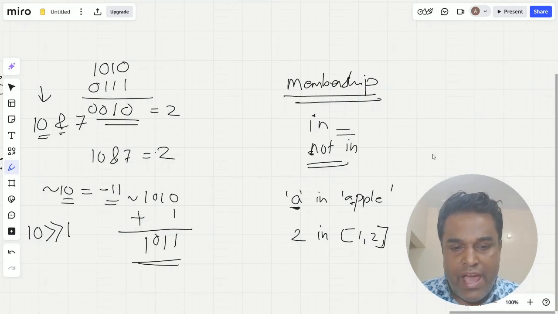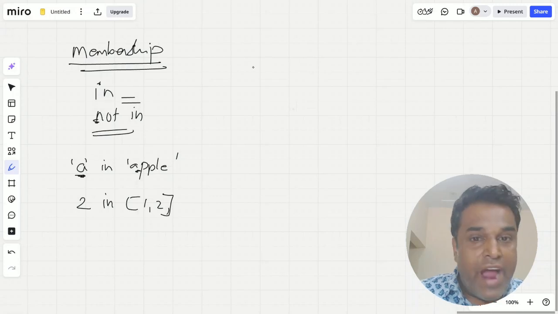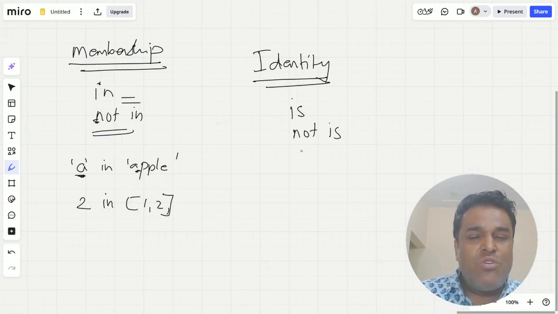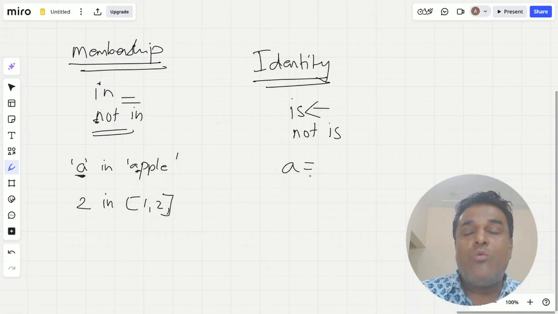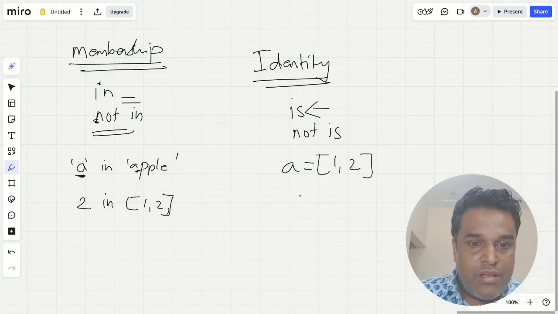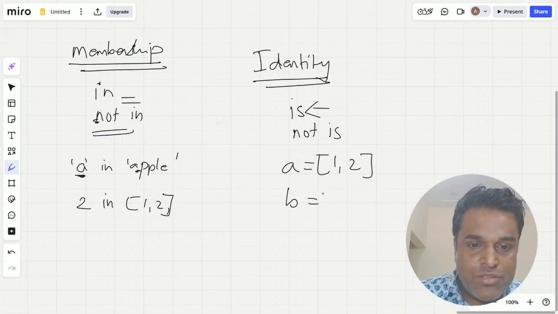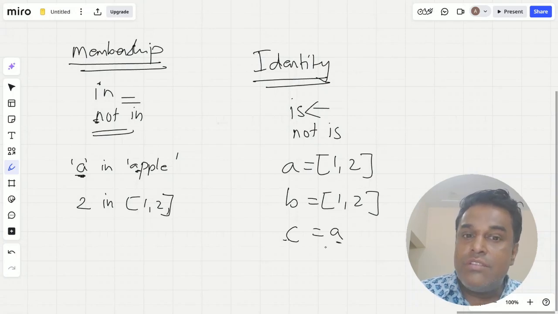And then the last is the identity operator. The identity operators are is and is not. This is basically checking for the same objects. It's very important to have mutable objects, then only can we show an example. So if this is a list, and list is mutable, and B is also the same, A comma 2, and I give C is equal to A. So now C and A will be the same object.